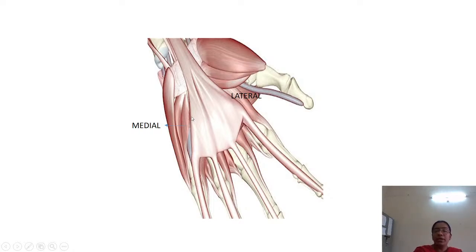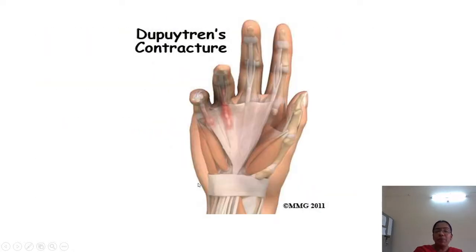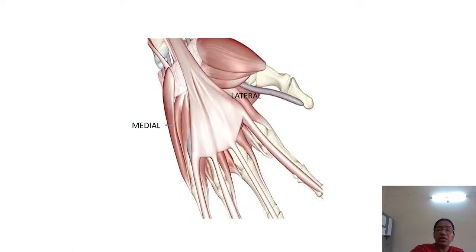By this attachment, the whole of the palm is divided into compartments. These are called potential spaces. This is called the thenar, this is called the hypothenar, and this is called the mid-palmar space, which are very important spaces. So the medial and lateral parts subdivide the palm into potential spaces like the thenar space, hypothenar space and the mid-palmar space. So this is about the palmar aponeurosis.